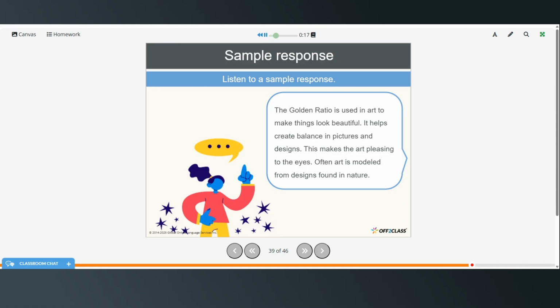The golden ratio is used in art to make things look beautiful. It helps create balance in pictures and designs. This makes the art pleasing to the eyes. Often art is modeled from designs found in nature.